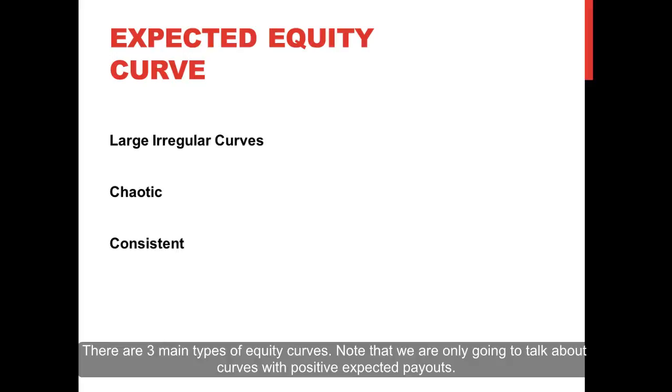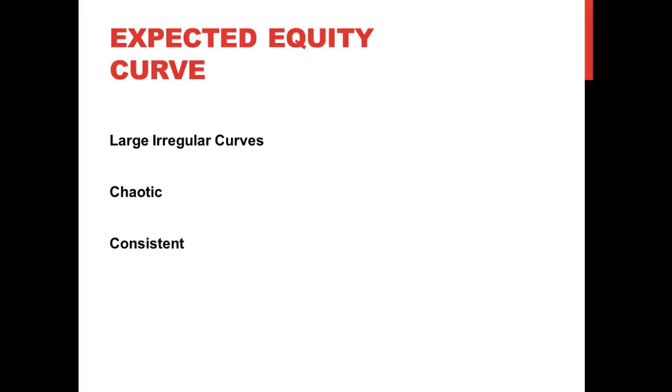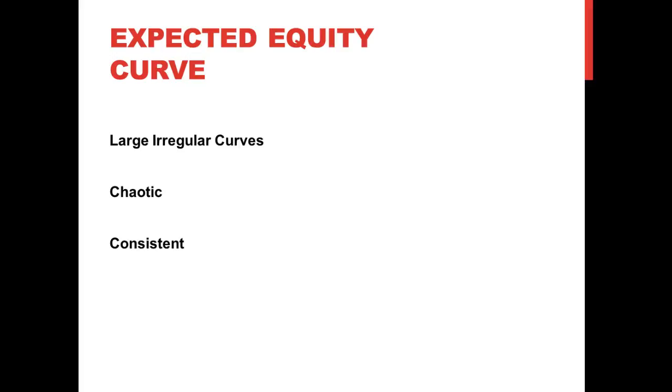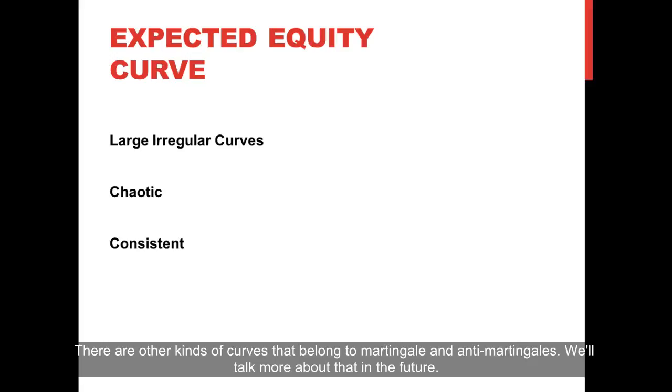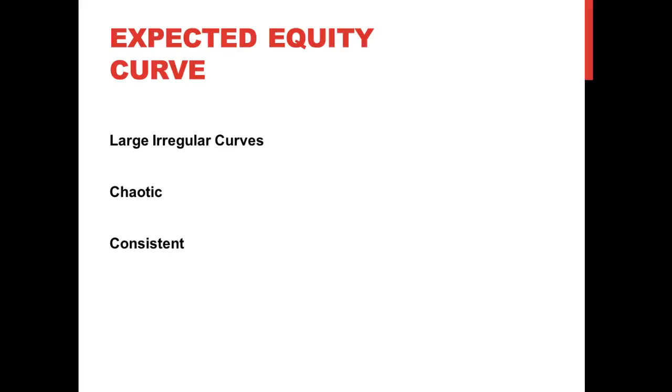There are three main types of equity curves. Note that we are only going to talk about curves with positive expected payout, because it makes no sense for us to run a robot that is expected to lose. The first type is large irregular curves. Second is chaotic curves. And lastly, consistent curves. There are other kinds of curves that belong to martingale betting strategies or anti-martingale betting strategies. We will talk more about that in the future. If you want to learn more now, you can wiki martingale betting systems.